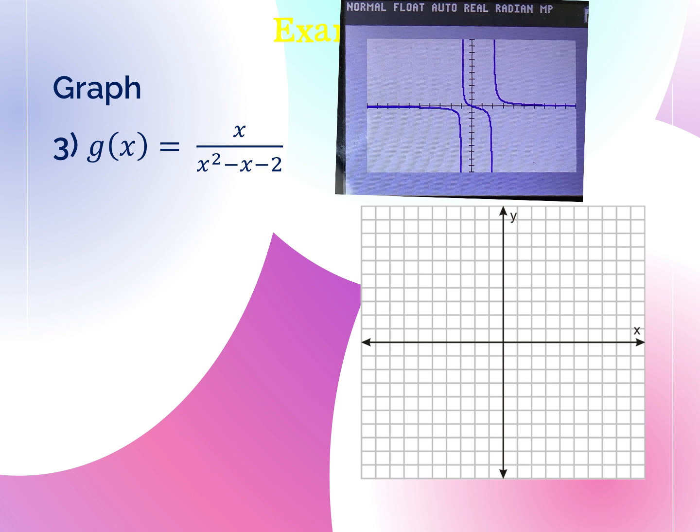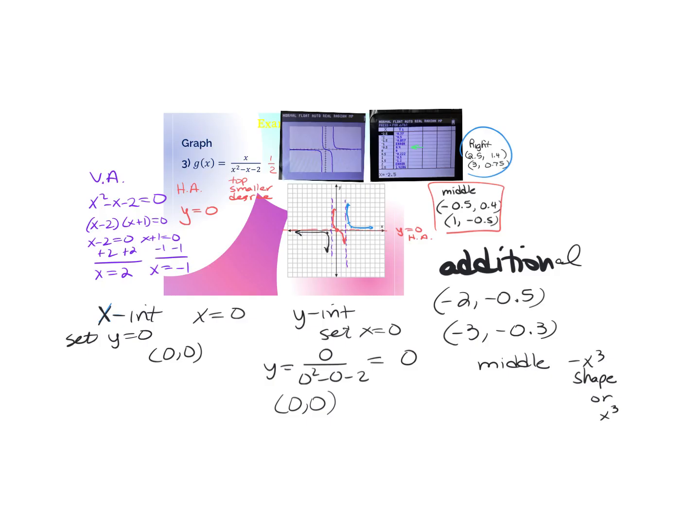But let's go ahead. We're going to find all our pieces. We're going to find the vertical asymptote, horizontal, x and y intercepts manually, and then we'll get the additional points from our calculator. So this time, I want additional points that are going to be to the left, in the middle, and to the right. And you're going to see once I get the asymptotes on my graph. Okay, so again, you're finding the asymptotes manually.